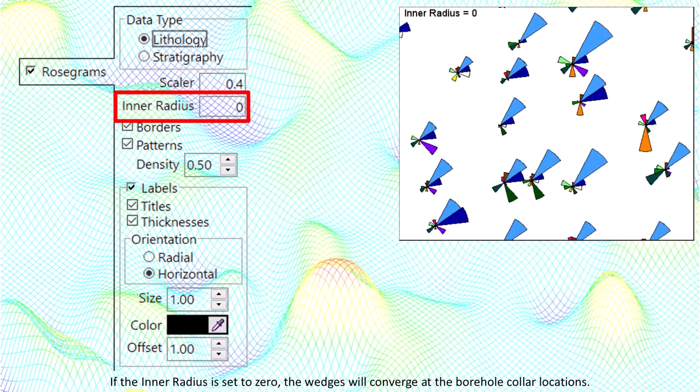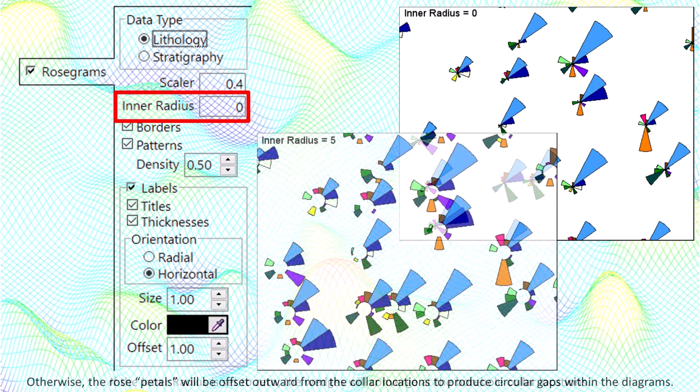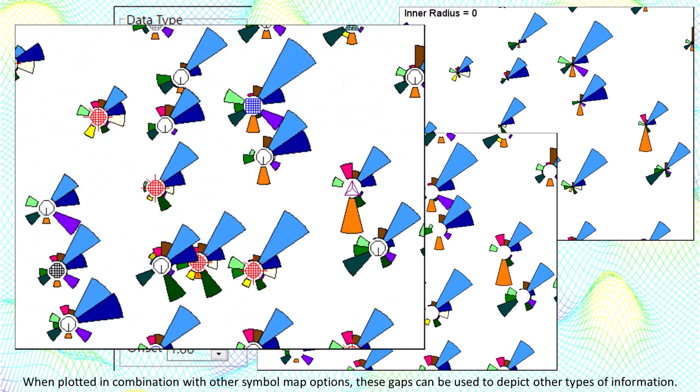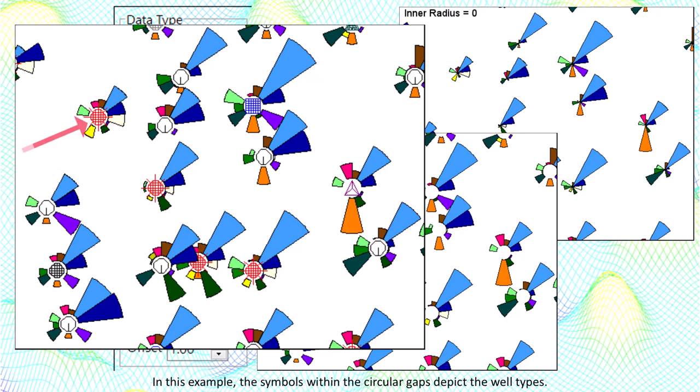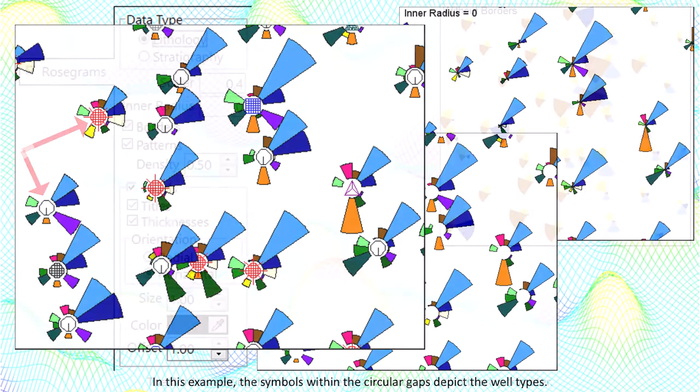If the inner radius is set to 0, the wedges will converge at the borehole collar locations. Otherwise, the rose petals will be offset outward from the collar locations to produce circular gaps within the diagrams. When plotted in combination with other symbol map options, these gaps can be used to depict other types of information. In this example, the symbols within the circular gaps depict the well types.